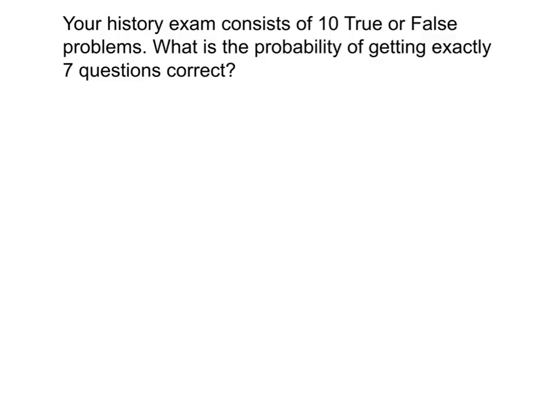So the problem reads, your history exam consists of 10 true or false problems. What is the probability of getting exactly 7 questions correct? So the first thing we need to do is figure out what kind of problem we're talking about. Obviously, it's a probability problem.